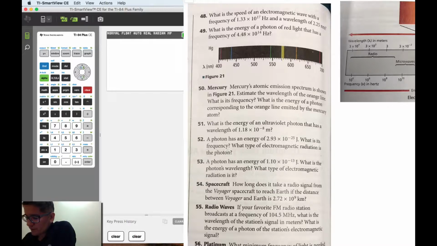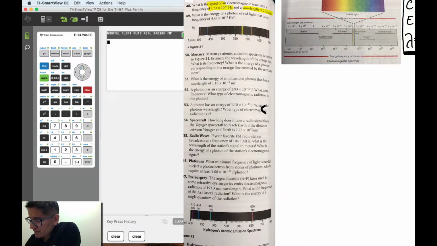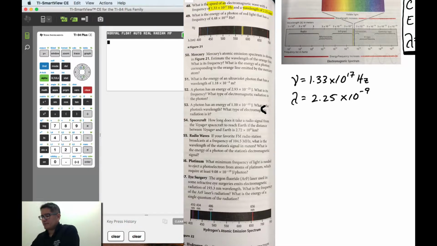So I'm looking at 48 and it says, what is the speed of the electromagnetic wave with the frequency and a wavelength of 2.25 nanometers? I have two givens in this problem. Number one is frequency, and that is 1.33 times 10 to the 17th hertz. And then I have wavelength, lambda, which is 2.25 nanometers, which is times 10 to the negative 9 meters.